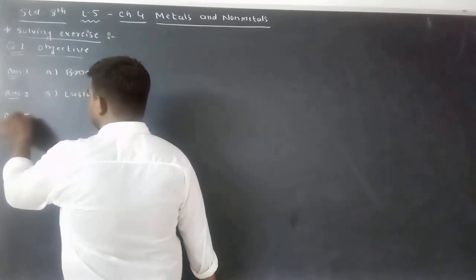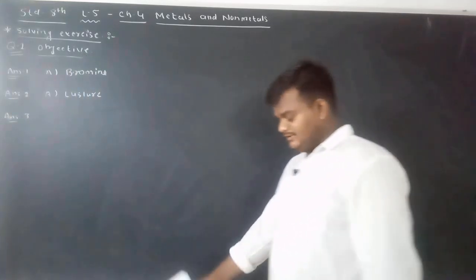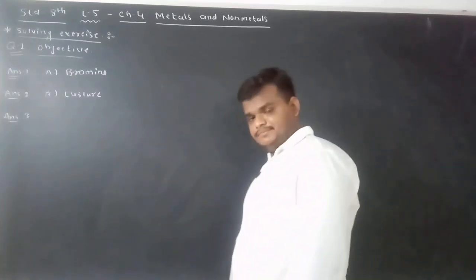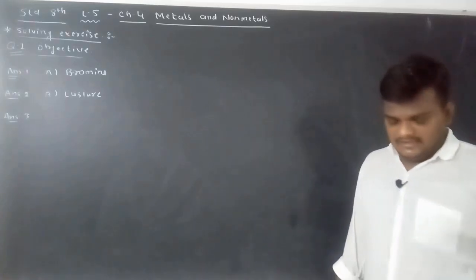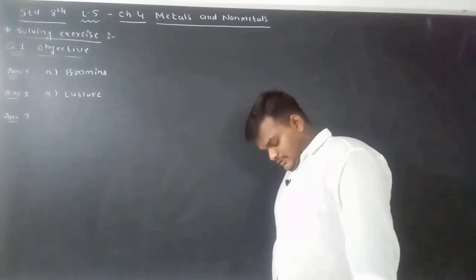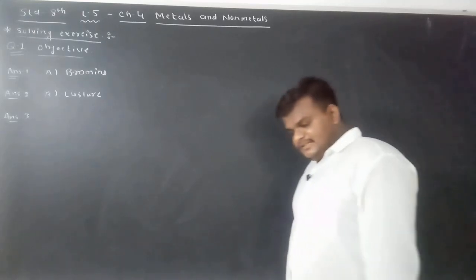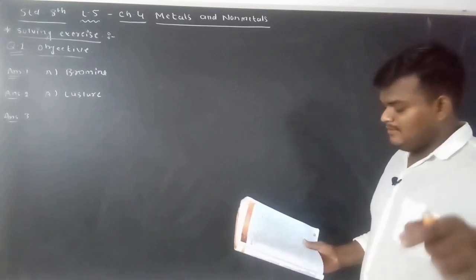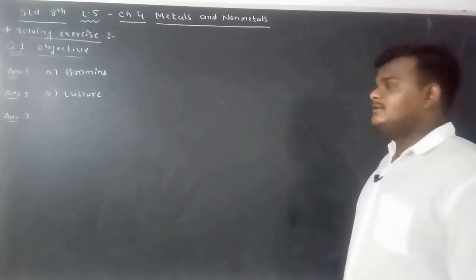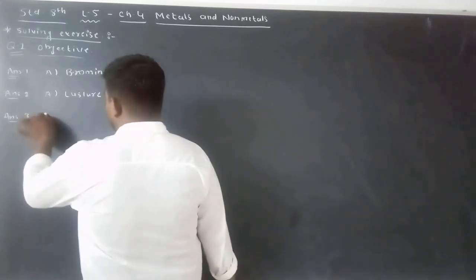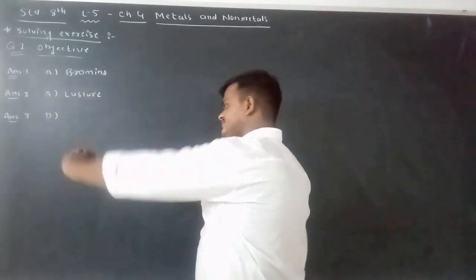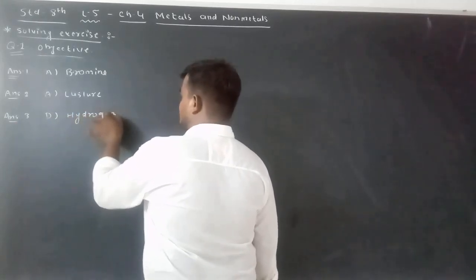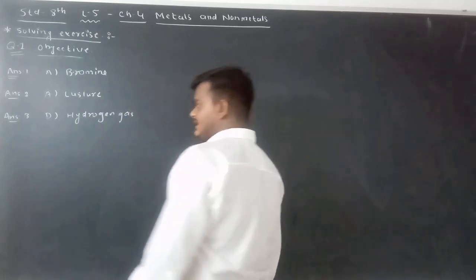What is given in question number 3? Let's look. The gas released when sodium reacts with water. Sodium will react with water, so which gas is released? The options are oxygen, water vapor, sodium hydroxide or hydrogen. So you know that metal plus acid always evolves hydrogen gas. So this will generate hydrogen gas.